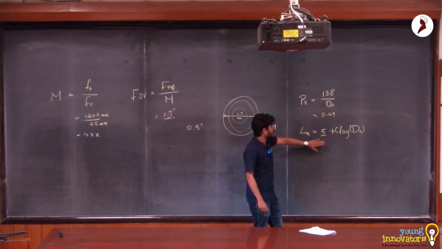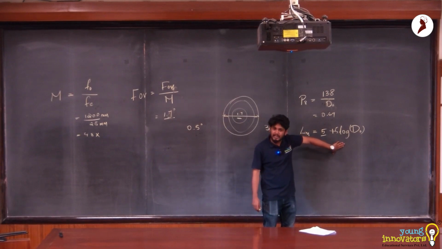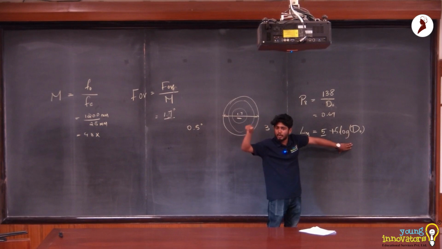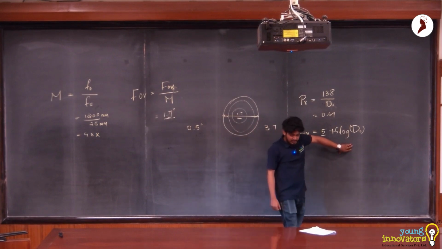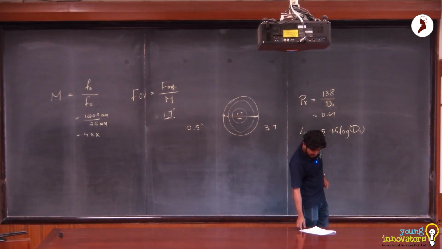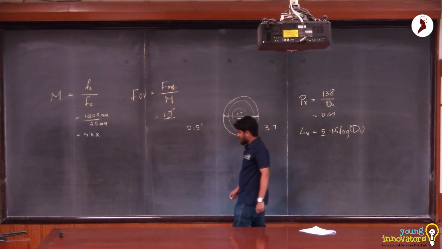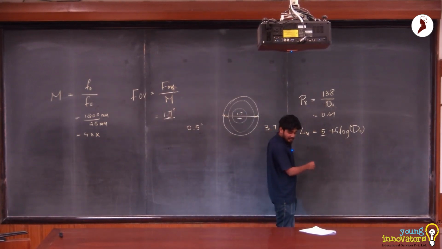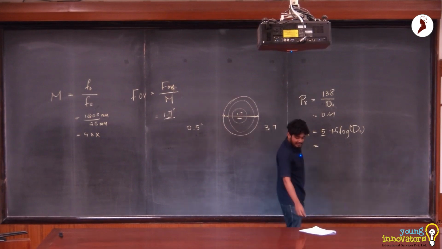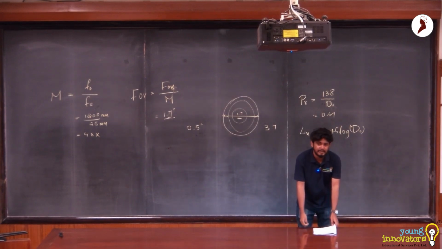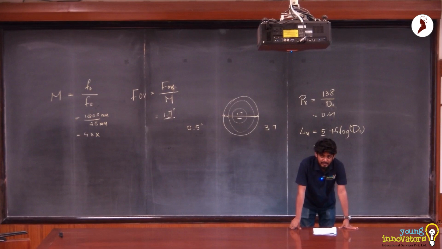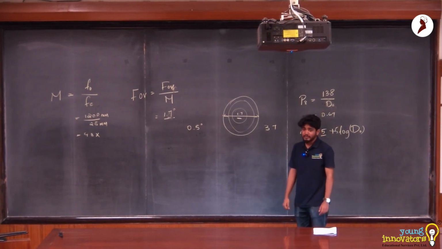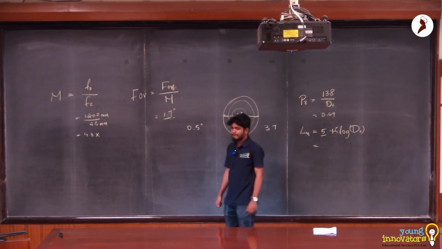When you do 5 plus 5 times log D, I am sure your calculators will have a log button. Now the question: the telescope has an aperture of 130 millimeter. Find the limiting magnitude. So what should you do?